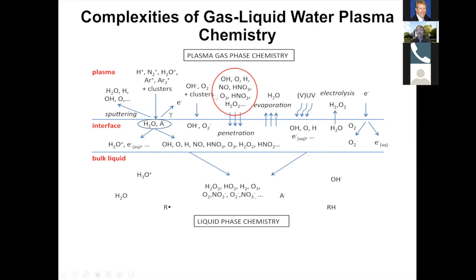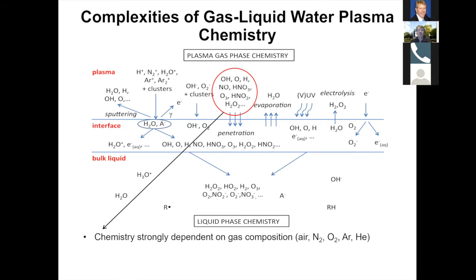There's a whole variety of other processes that occur, including evaporation, electrolysis, and ions formed, and these species generally come and react at this interface, where some penetrate deeply into the liquid. But the key point here is that the chemistry is strongly dependent upon the gas composition, and not all of these factors shown in this slide are important in every process.